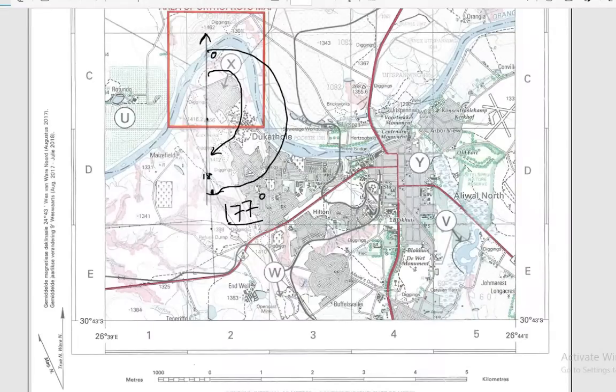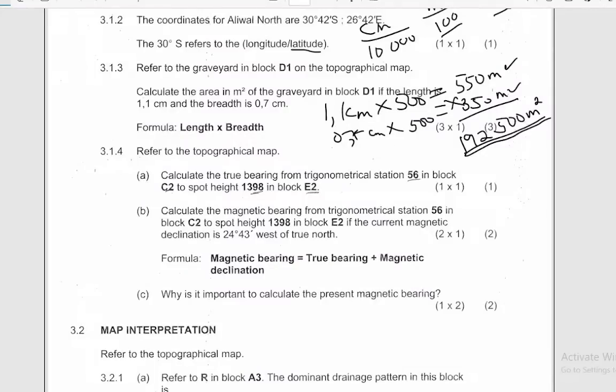Right, let's go back to our question paper. Calculate the magnetic bearing from trig station 56, the same reference. We just want to apply the formula of magnetic bearing. As given here, magnetic bearing is true bearing plus magnetic declination. Our declination, we don't need to calculate it because it's given for us. They have done the calculation for magnetic declination for us and provided it. So we only need to provide our true bearing.